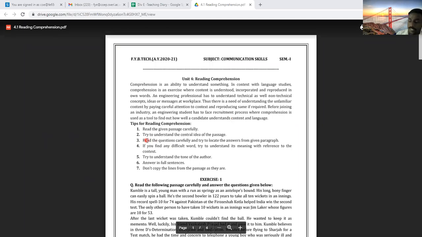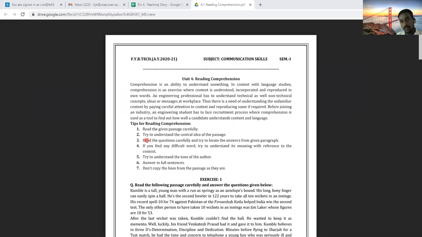So here some tips are given. We will go through these tips. The first tip says, read the given passage carefully. You have to read this passage carefully, and it is not the case that you read it once and then you understand everything. You have to read once, twice, sometimes thrice also. So you have to read the passage very carefully. Sometimes first read the passage, then read the questions, and then again read the passage. This way you will try to understand in a better way.